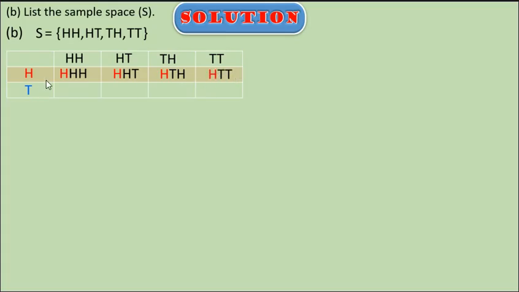Now coming to this, that will be tail and then head. Then this tail will come to this head, tail here. Then you're going to have tail, head, tail. This tail will come here. Then I'm going to have tail, head, tail. Then this one will come to this. I'm going to have tail, tail, head. And then this one will come to this. I'm now going to have tail, tail, tail. So now this is the sample space.